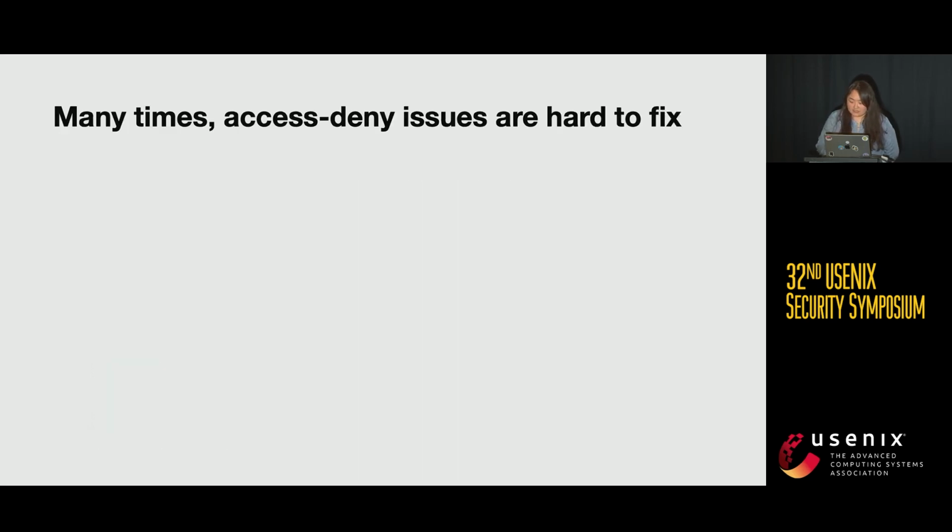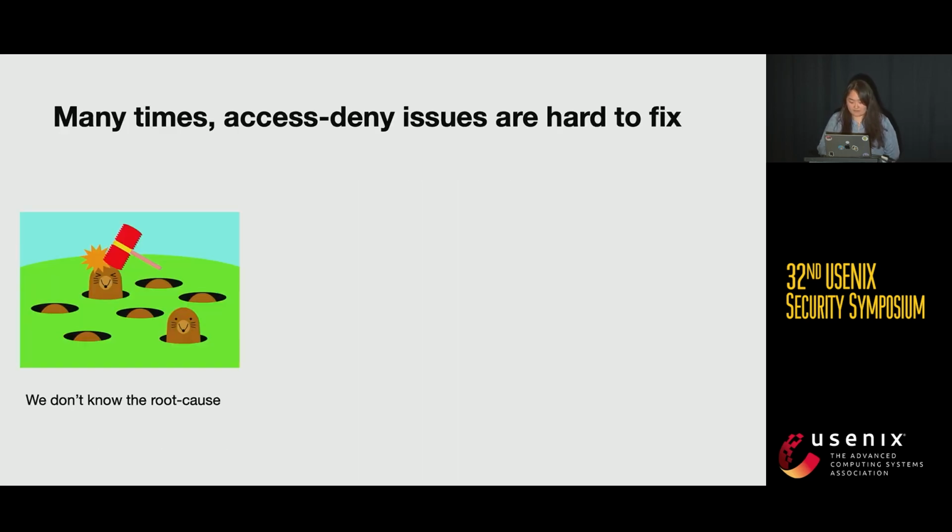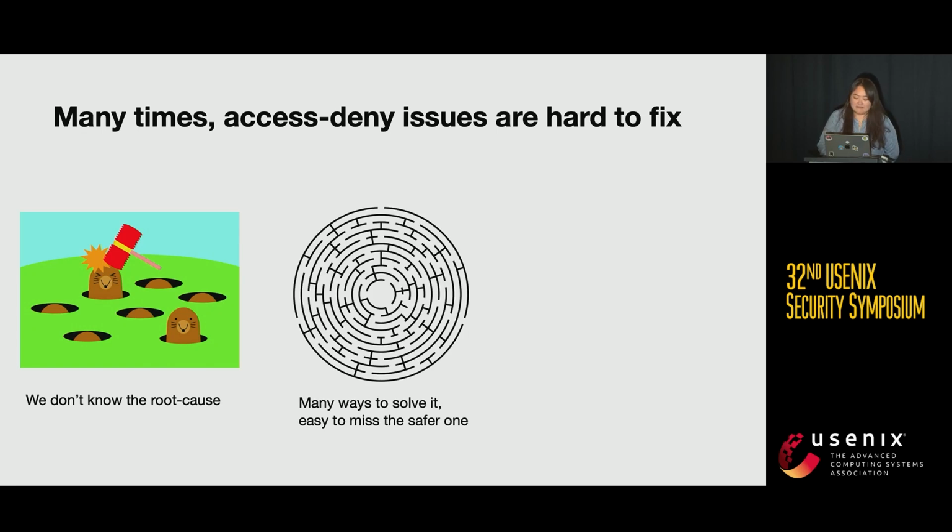Many times, access denial issues are hard to fix. First of all, sometimes we don't understand the root cause, so we fix something that we thought might be right, and then we realize another issue pops up. And second of all, even if we know the root cause, there are many ways of fixing it.